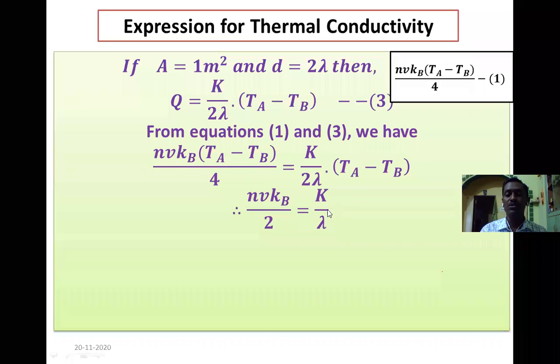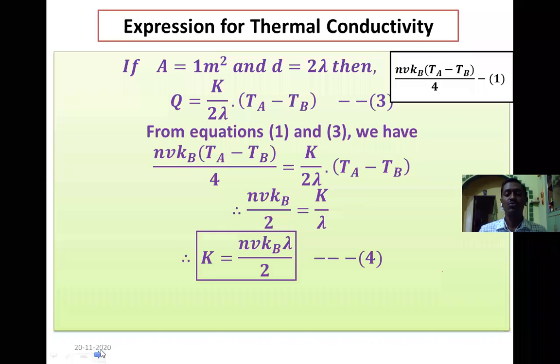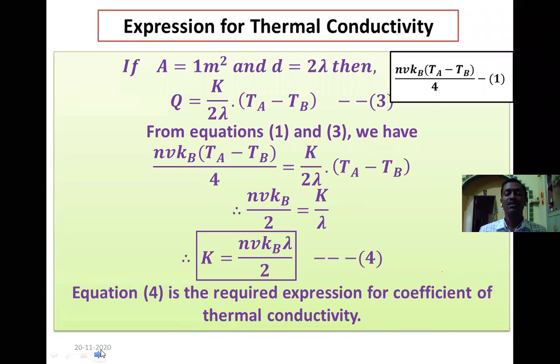Here K is the coefficient of thermal conductivity, and we are interested in deriving the expression for this. Now send this lambda to the numerator of the LHS. So the equation changes to the form K equals n v Kb into lambda upon 2. That is equation number 4, and equation 4 is the required expression for the coefficient of thermal conductivity.